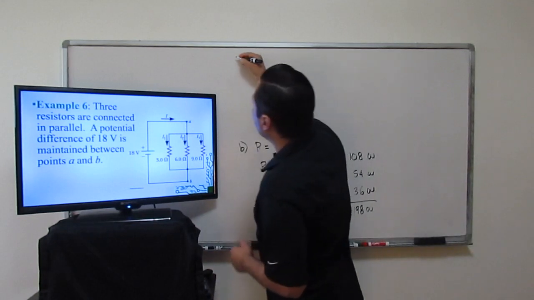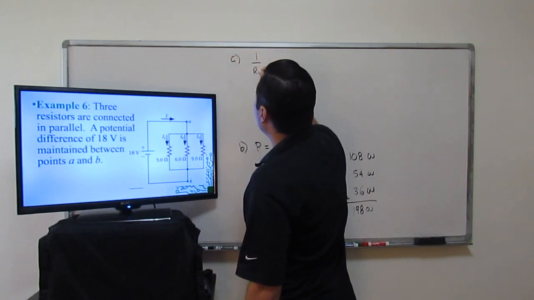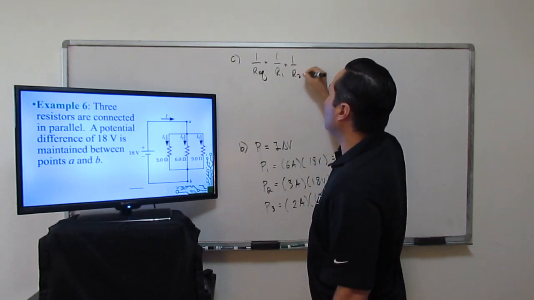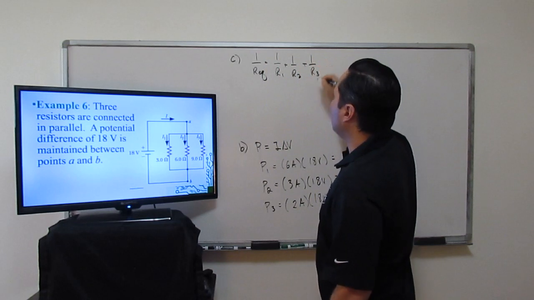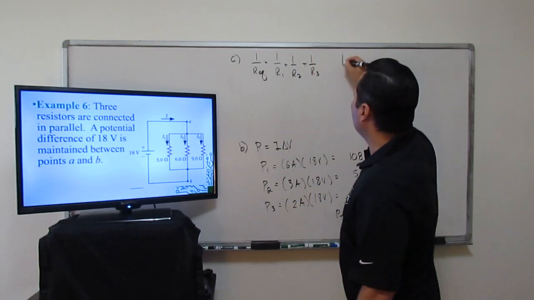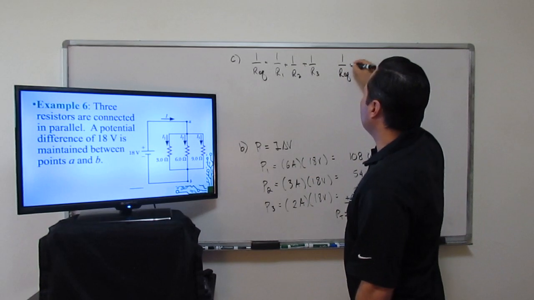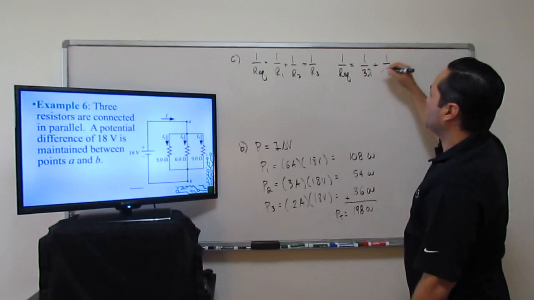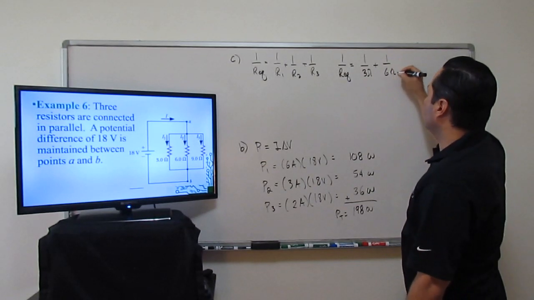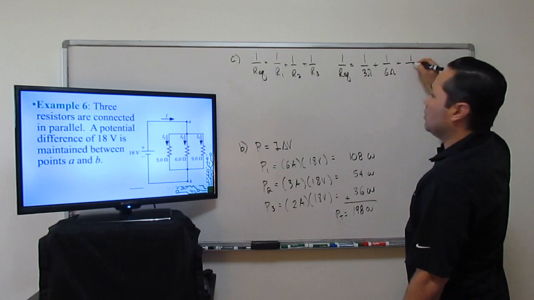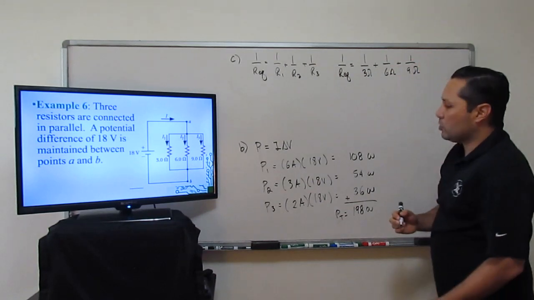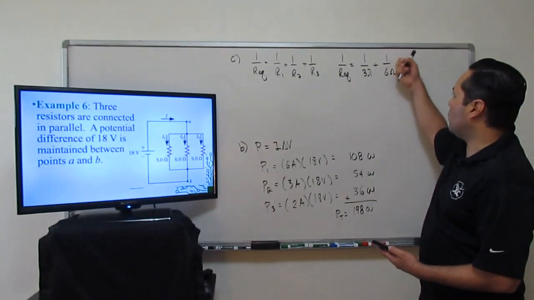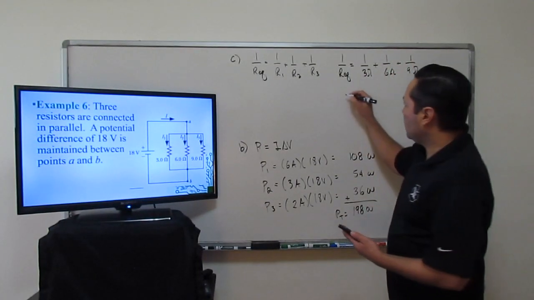So for part C, the inverse of the equivalent resistance is the inverse of resistor number 1 plus resistor number 2 plus resistor number 3. So that's our formula. Let's go ahead and substitute our values in. The inverse of the equivalent resistance is equal to 1 over 3 ohms plus 1 over 6 ohms plus 1 over 9 ohms. Now I'm going to get my calculator and get the decimals for all of these: 1 over 3, 1 over 6, 1 over 9.